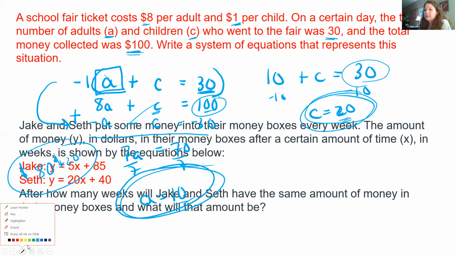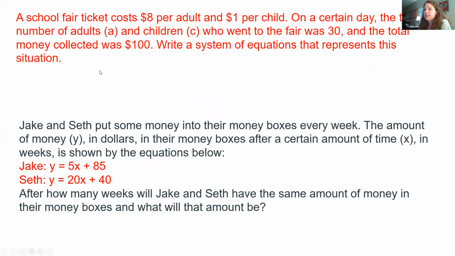All right. Let's look at Jake and Seth. Jake and Seth put some money into their money boxes every week. The amount of money, which is Y, the amount of money they had after a certain amount of time, so X is equal to time, is shown. So we didn't even have to write our own system of equations. We just have to look at what they have come up with. After about how many weeks will Jake and Seth have the same amount of money in their money boxes, and what will that amount be?